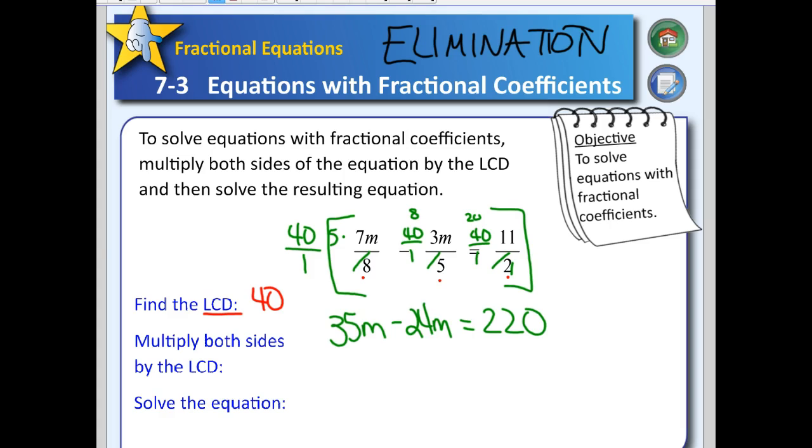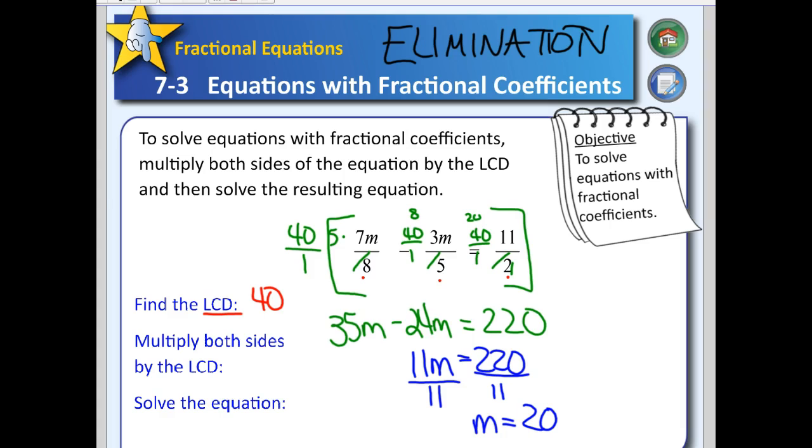And now we're back to something pretty easy that we can isolate the variable by inverse operations that we did back in chapter 3. So the first thing we need to do is combine like terms. What's 35m minus 24m? Yeah, that's right. We've got 11m equals 220. And now, what do I need to do to get m alone? Yeah, we're going to divide both sides by 11. So what does m equal? M equals, and everybody says, 20. Okay, so the key to taking care of all these nasty fractions is to eliminate them.